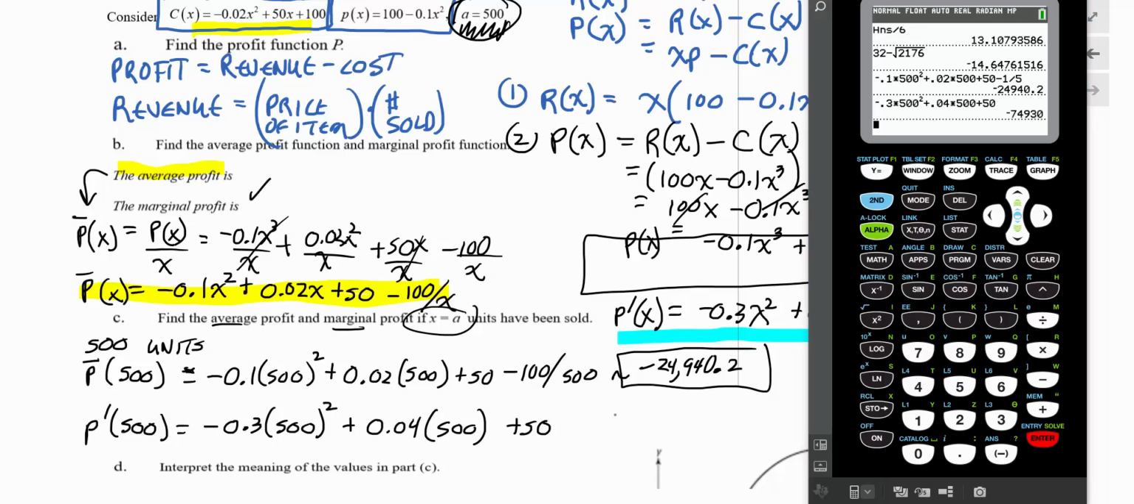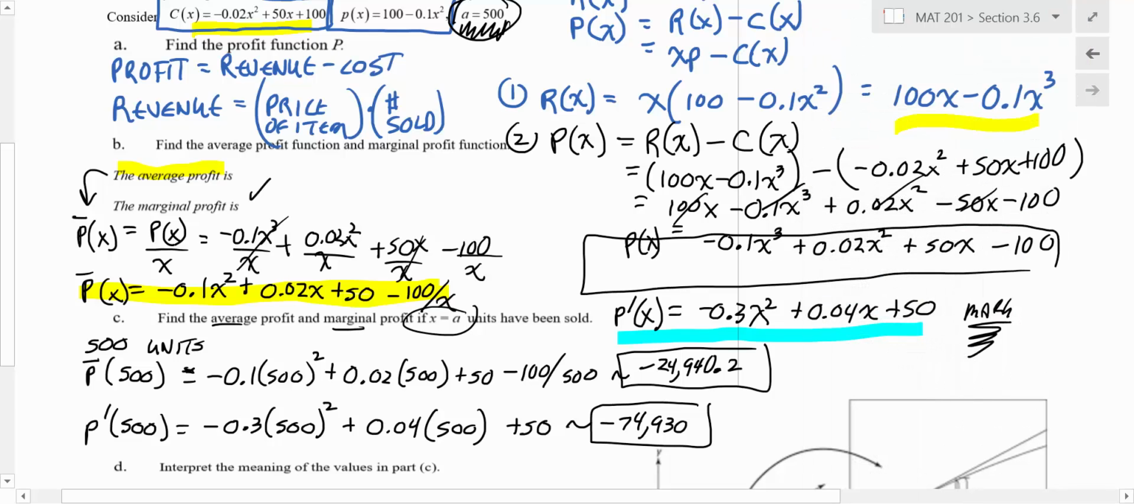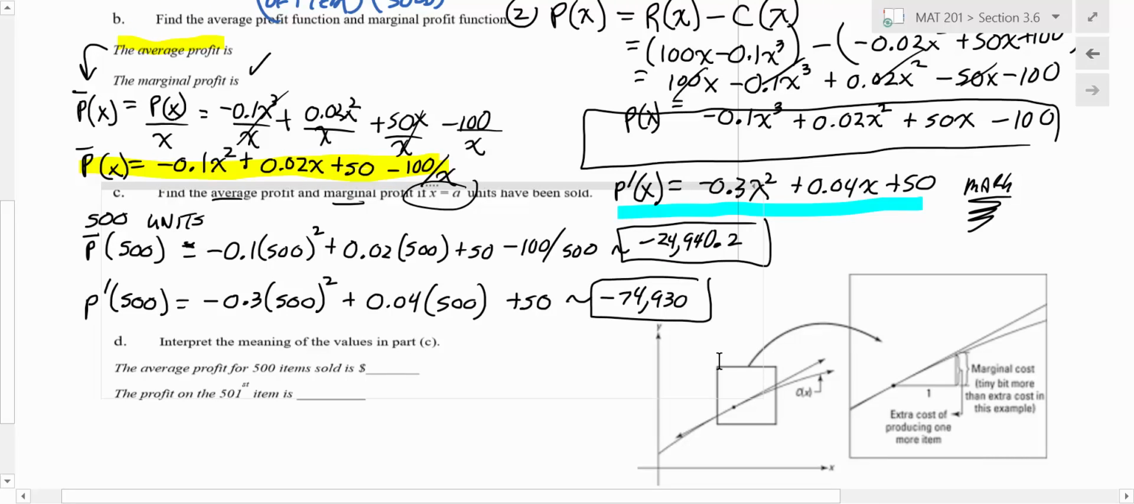Okay, now when you're doing a marginal, that's given a rate of change. So that's negative 74,930. That's a rate of change. We would expect that to mean that if you graphed out this profit function, it would be sloping downward. When you're selling 500 objects, that part of the graph is sloping downward because you have a negative sloping tangent line. That's real steep. That's a really big number right there. Okay, so that's the idea.